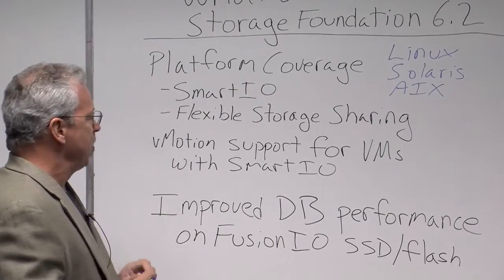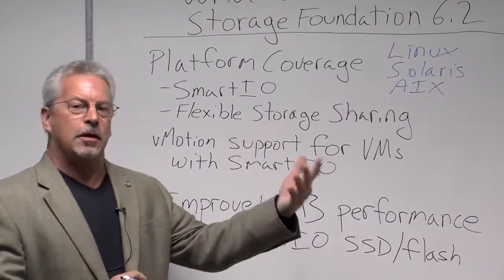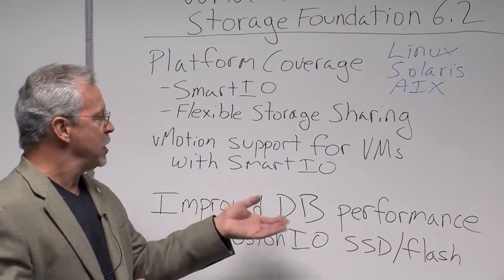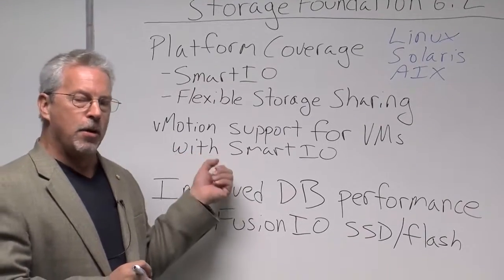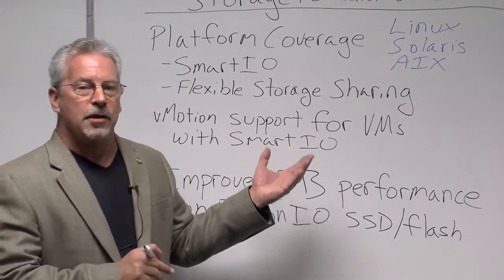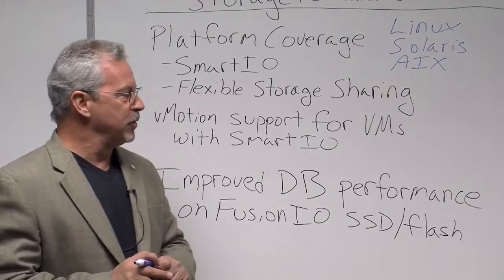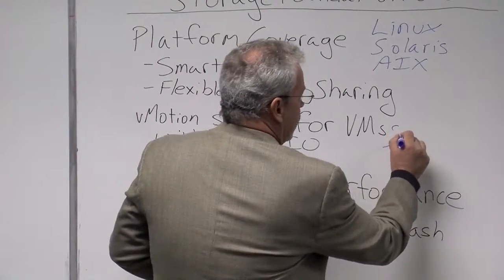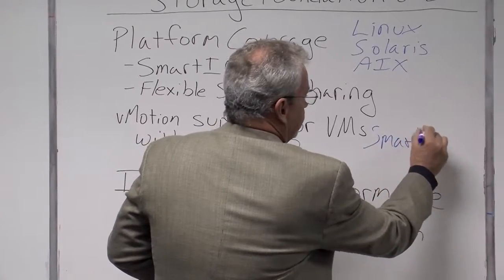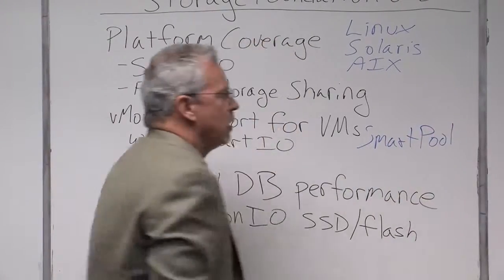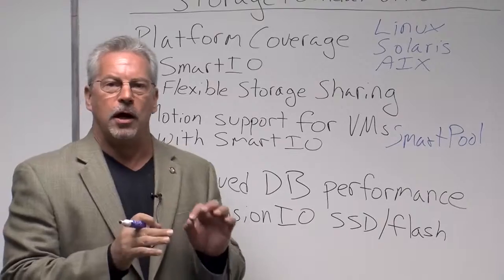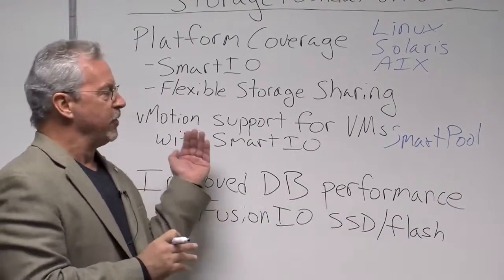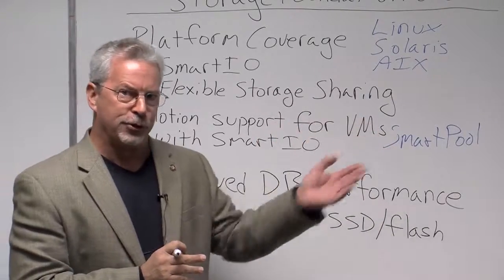Another key feature that is coming out in this release is based on customer use cases for how they were employing Smart I/O in VM environments. It was the desire to be able to use vMotion with virtual machines that had Smart I/O cache objects enabled on them. And we support that now in this release with something called Smart Pools, which will allow a new Smart I/O object to be created on the fly when a virtual machine is vMotioned from one physical system to another.